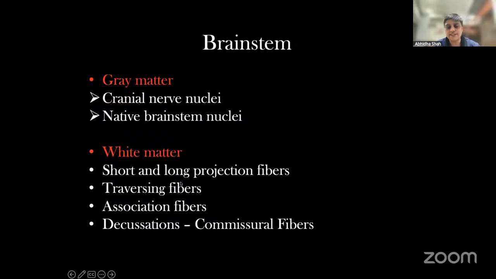Let's look at it a little differently. I would say there are short and long projection fibers, in that they connect the brainstem to different parts of the cerebral hemispheres and to the cerebellum. Traversing fibers are those which go through the brainstem without synapsing in the brainstem. Association fibers connect various parts of the brainstem nuclei to each other. And then there are commissural fibers, or the various decussations in the brainstem.